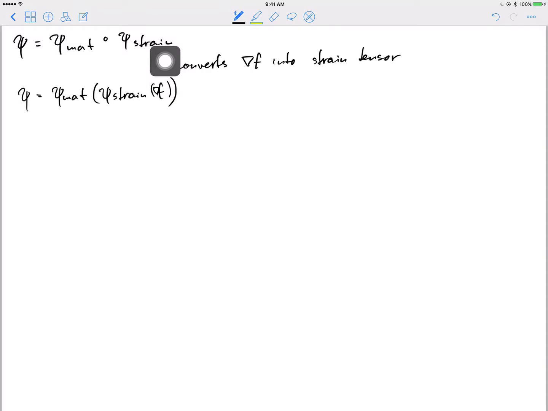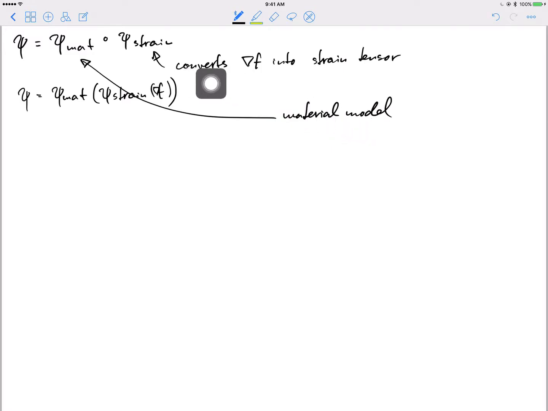That's a composition. So meaning first run the psi strain, and then the output of this function becomes the input of this function. The output of this function becomes the value. So it's really splitting the function in 2 pieces, okay? In the first piece, there's a strain measure that converts the deformation gradient into a strain tensor. And then the psi mat, that's a constitutive model or material model. That then tells me how much potential energy this strain represents for a given material.